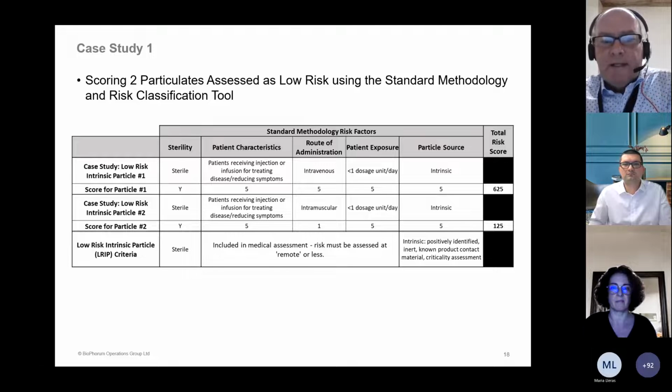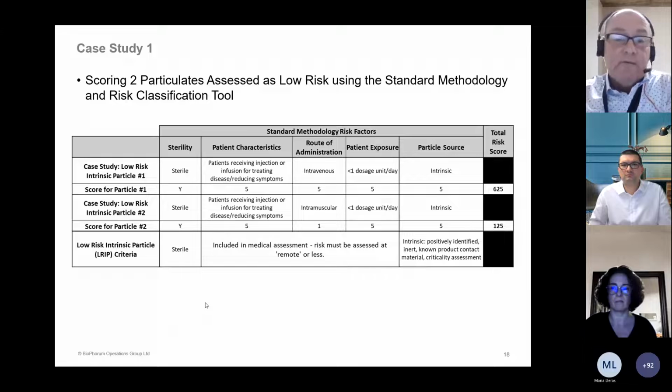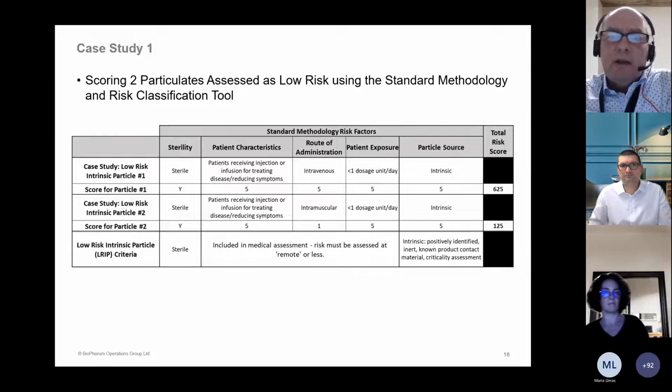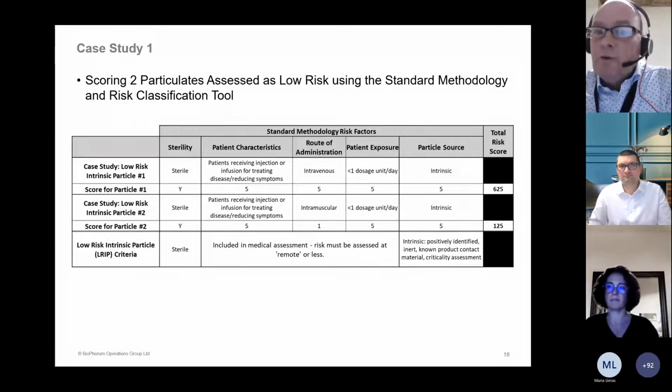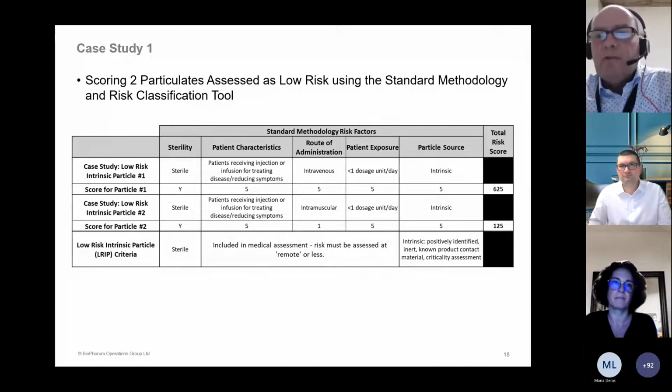So when all that is done, we also look at the medical assessment: the route of administration, the patient status, and others. We would like to have that outcome as risk remote or less. If you look, for instance, at this particle, one of the most important things you look at is whether sterility is guaranteed. It should be yes. If it is no, you don't go further with that methodology, because you don't want a patient to get something that could not be sterile. So that's one of the most important things.